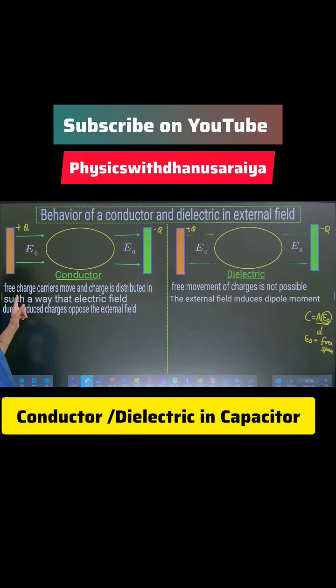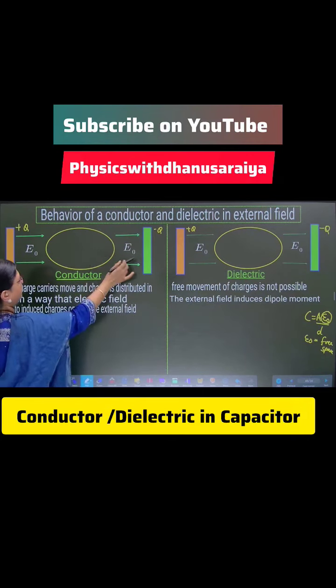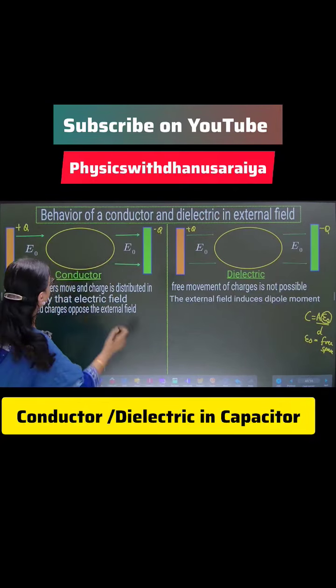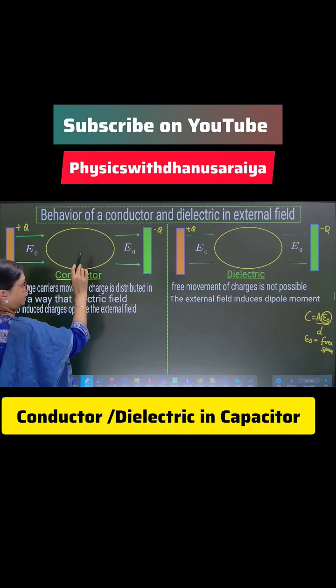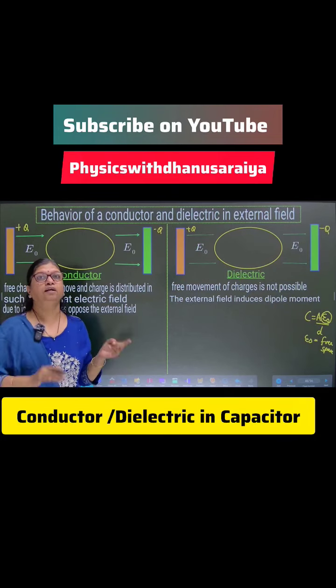One plate is positively charged, another plate is negatively charged. Definitely, there will be electric field from positive charged plate towards the negatively charged plate. Fine? Okay. Now, in between I have placed a conductor. As soon as I place a conductor in the external electric field, free charge carriers inside the conductor will move, will drift, and they will distribute themselves in such a way that the electric field due to the induced charges opposes the external field. Okay, so what will happen?